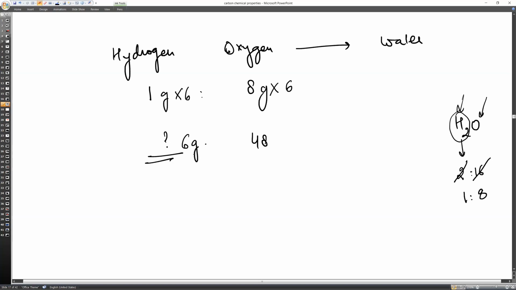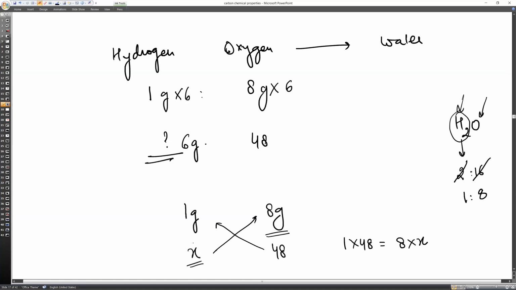And if you still don't know how you are going to find it out, then you write their simplest ratio first and write it as x. This is 48 I have given you. Now you need to find out how much it is. So just cross multiply and equate it: 1 into 48 is equal to 8 into x. Just multiply this by this and this by this. Okay, and then find the value of x.